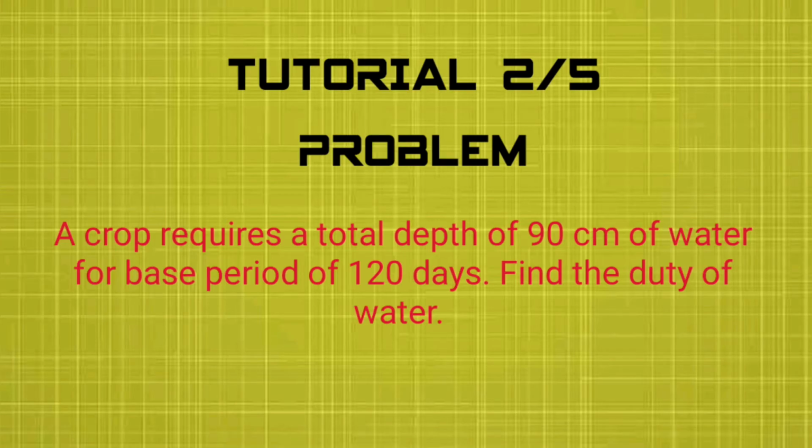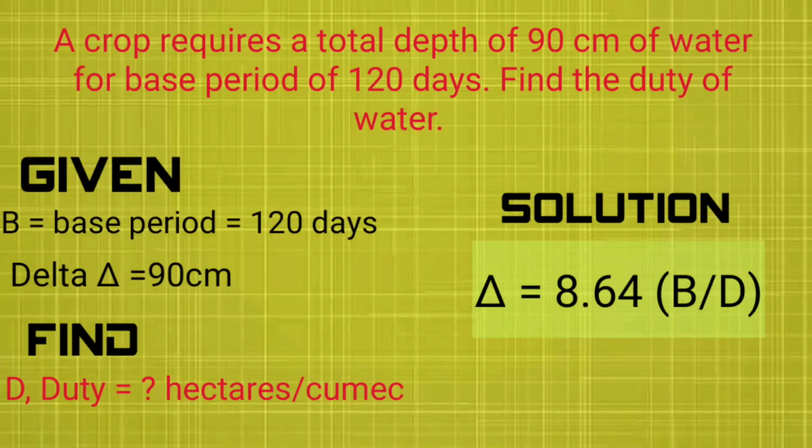So tutorial second problem. The problem is: a crop requires a total depth of 90 centimeter of water for a base period of 120 days. Find the duty of water. So in this problem the total depth of water is given as 90 centimeter and the base period is given as 120 days, and it is requested to find the duty of water.